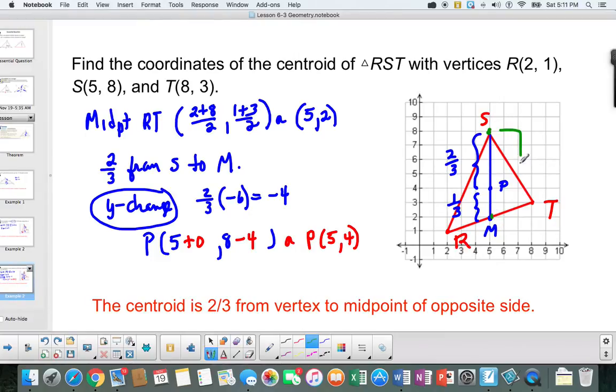Now from point S to point M, you're starting here at 8 and you're going here to 2, so you're going to go down 6 units. So 2/3 of -6 is -4. So in other words, you want to go down 4 from that. Here we're starting at S, and here are my coordinates for S, 5 and 8. I don't want to go anywhere in the x direction, left or right, but I do want to go down 4 units. And when I go down 4 units, I'm right here at 5, 4. So this is the point 5, 4. This is 2/3 of the way down.